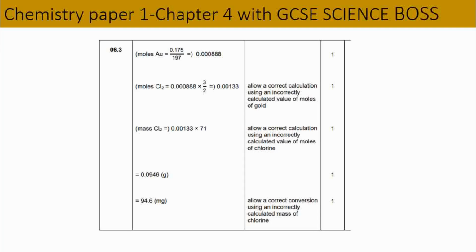You can see every step where you're going to be getting your marks from. If you notice in the mark scheme, it says allow a correct calculation using an incorrect mode. So even if you got this wrong, you have something called ECF, error carry forward, which works it down and you can still get marks. Allow a correct conversion using an incorrect calculation, so you can still get marks. Never give up. Always be positive.